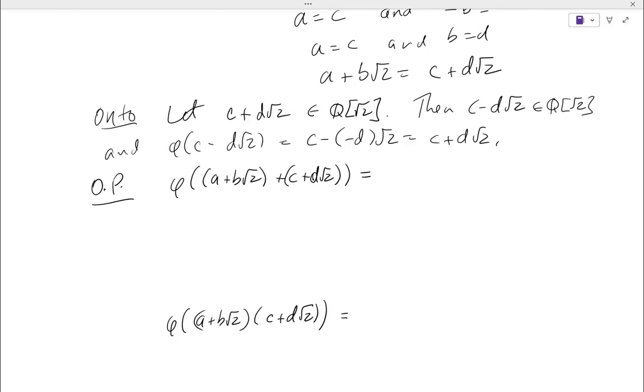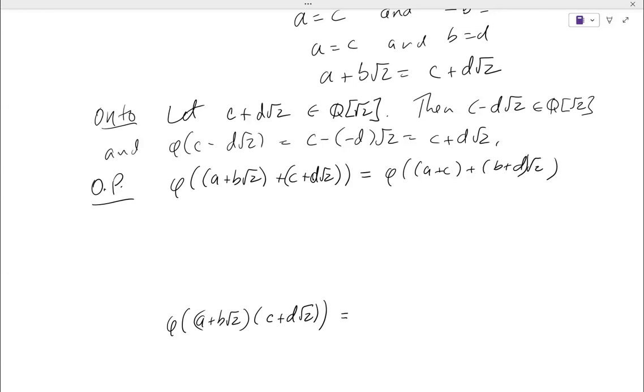Notice I wrote it this way. I did phi of x plus y, essentially, to start with. Usually we think it's easier to put things together than break things apart. Think about factoring, right? But for homomorphisms, it's usually easier to do it this way. So notice that I have to add and then apply the function, right? So we add like terms, essentially, and we get a plus c plus b plus d root 2.